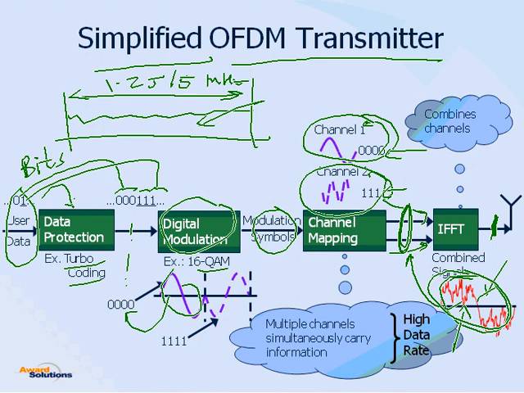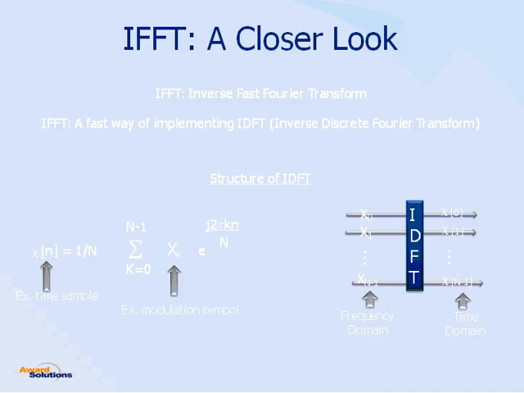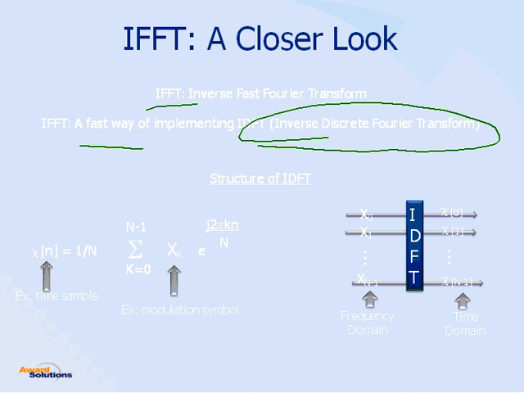So now it becomes an RF signal and we send that RF signal over the air. And IFFT, okay, how does IFFT work? I am giving you a simple formula here. Basically, IFFT is nothing but a fast way of implementing the inverse discrete Fourier transform. And this is the formula.